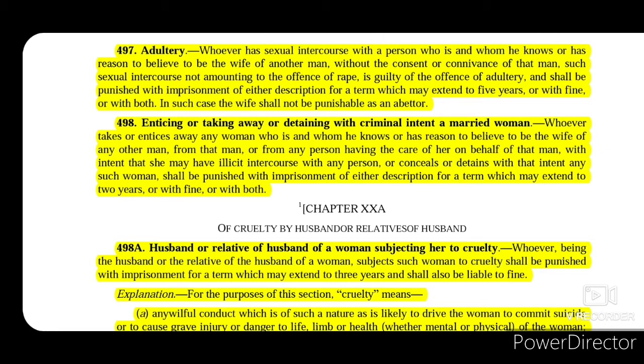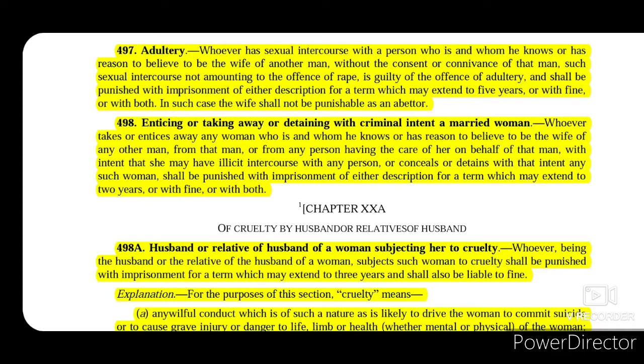It was also noted that the section doesn't bring within its purview an extramarital relationship with the unmarried woman or a widow. It treats the husband of the woman to be a person aggrieved for the offence punishable under section 497. It does not treat the wife of the adulterer as an aggrieved person. So presently this section stands unconstitutional.